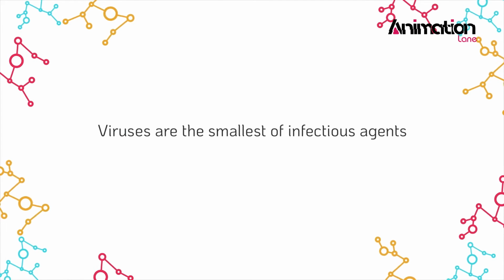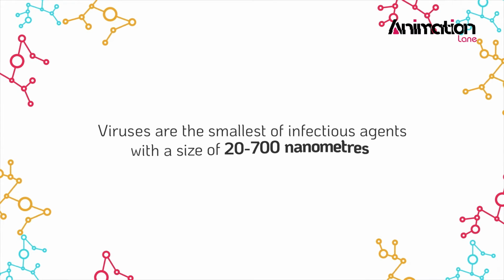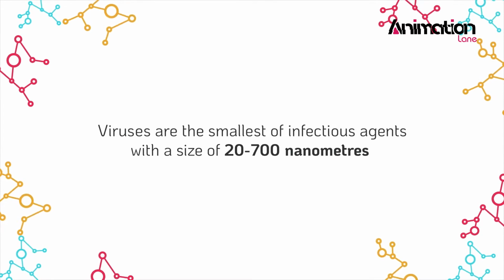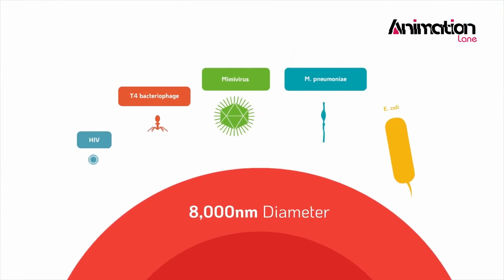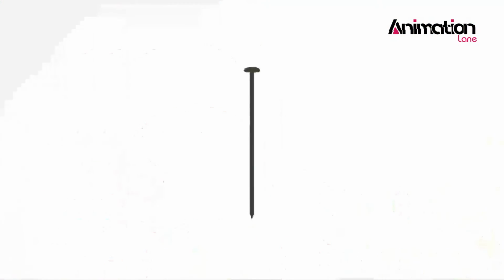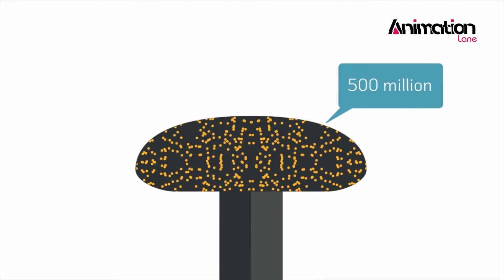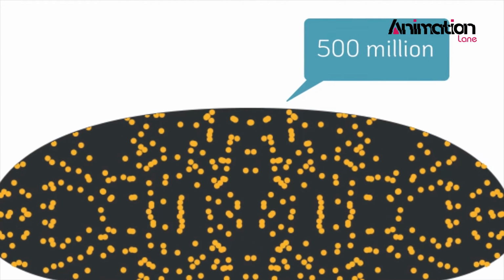Viruses are the smallest of infectious agents with a size of 20 to 700 nanometers, which is far smaller than your red blood cells. Around 500 million viruses can fit on the head of a pin.